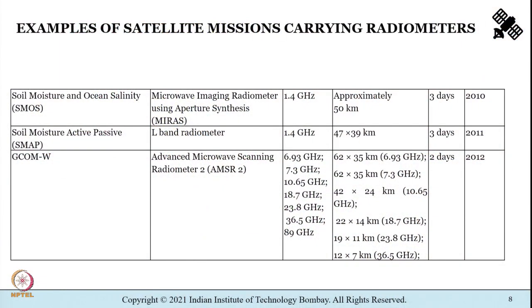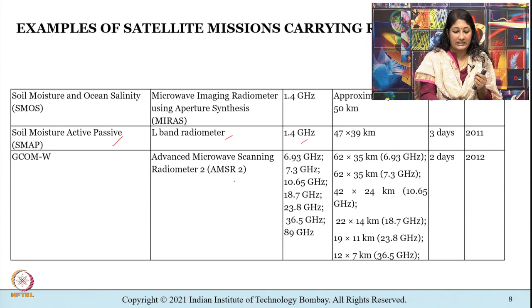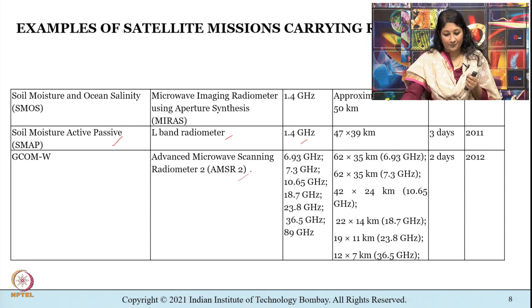So, examples of satellite missions carrying radiometers are listed here. We have already discussed SMOS, that is soil moisture and ocean salinity. We also have a mission known as SMAP, that is soil moisture active passive, which uses an L-band radiometer at 1.4 gigahertz. We also have the advanced microwave scanning radiometer 2, AMSR2.